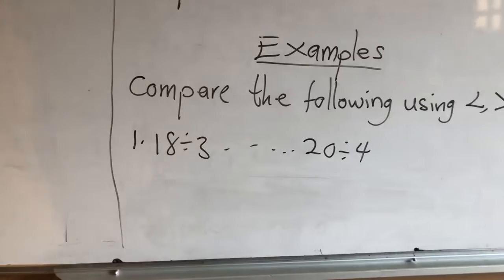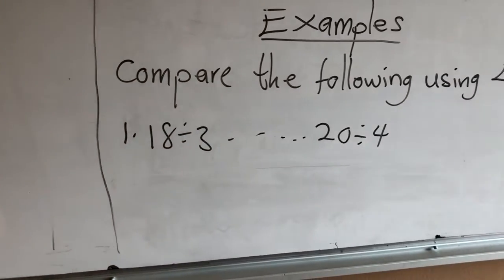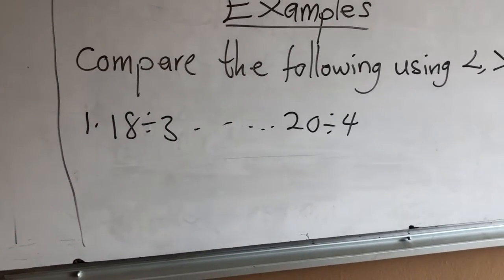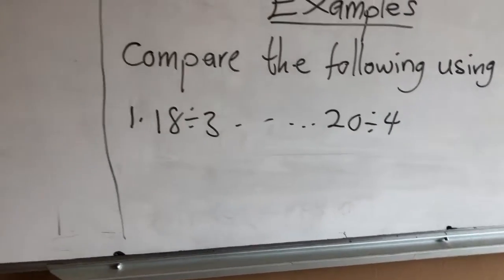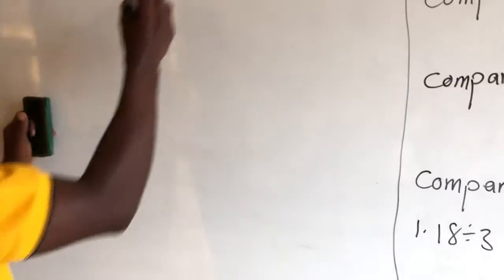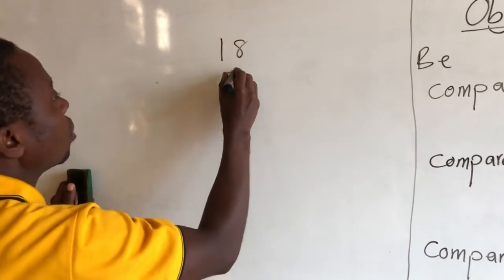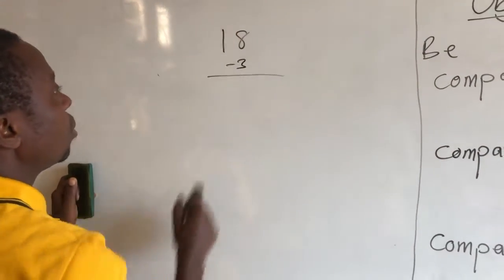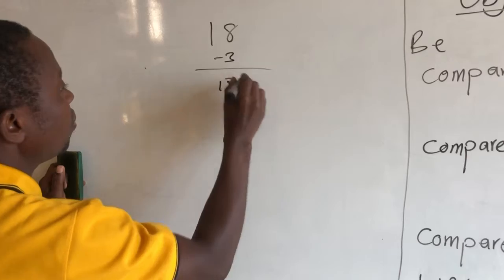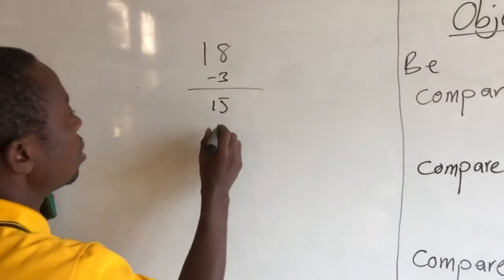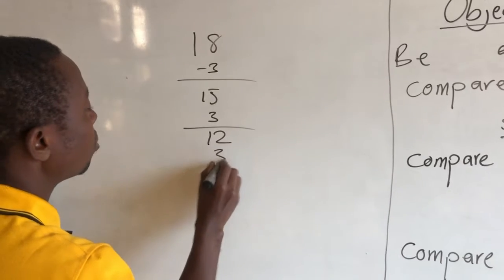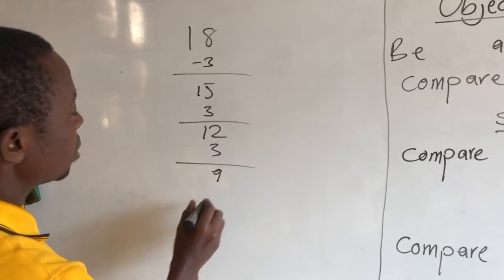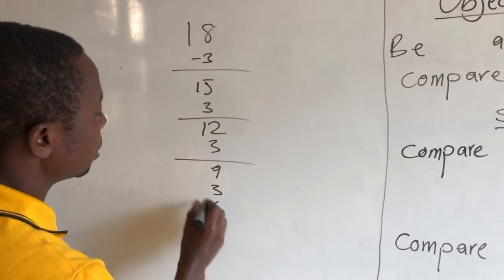We learned about the repeated subtraction method, the use of times table, and the long division method. So let's use the subtraction method. We have 18 minus 3. When we subtract, we get 15. Then we subtract 3 from 15, we get 12. We subtract 3 from 12, we get 9. We subtract 3 from 9, we get 6.